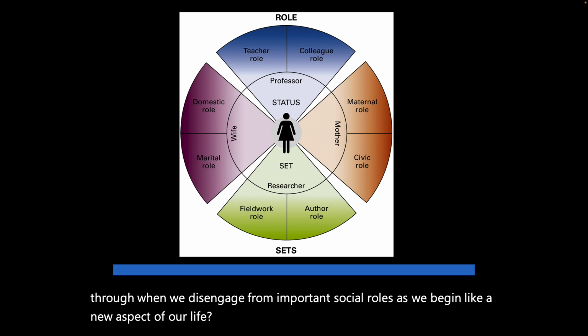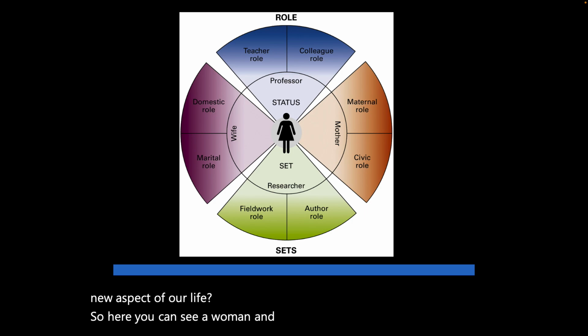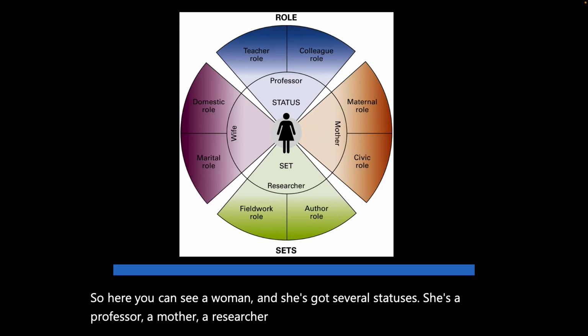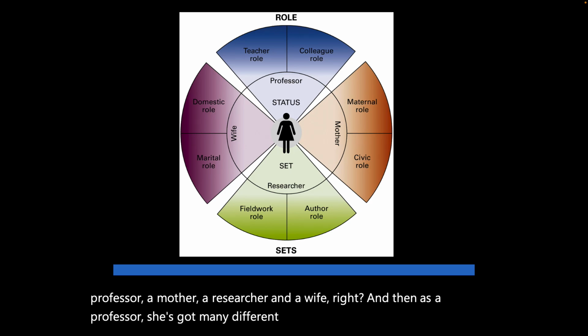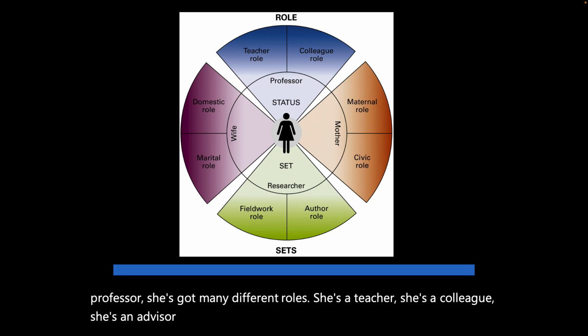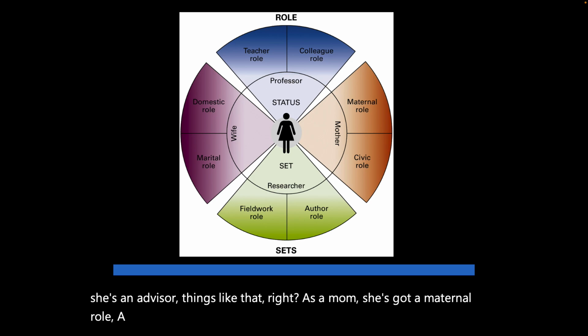So here you can see a woman, and she's got several statuses. She's a professor, a mother, a researcher, and a wife, right? And then as a professor, she's got many different roles. She's a teacher, she's a colleague, she's an advisor, things like that, right? As a mom, she's got a maternal role, a civic role, she's a taxi driver, she's a tutor, right?